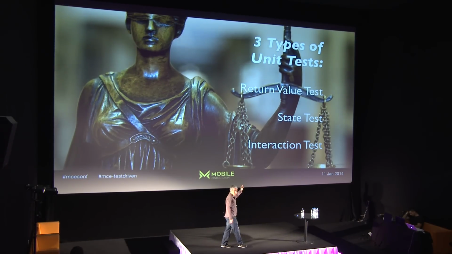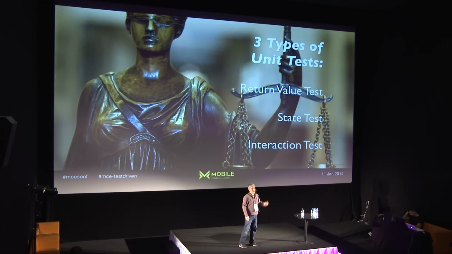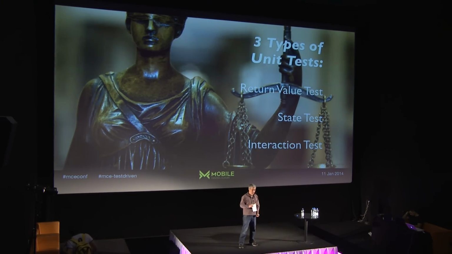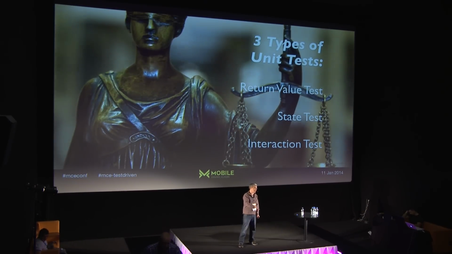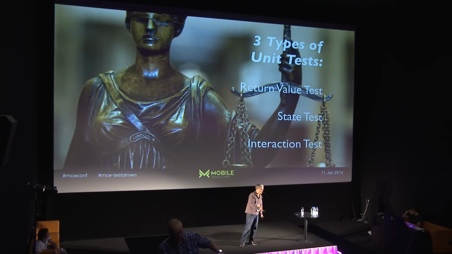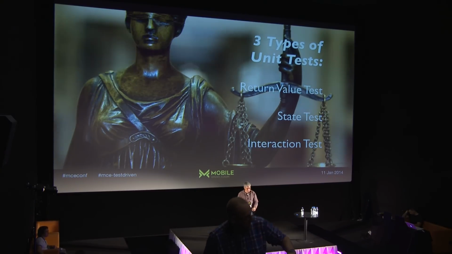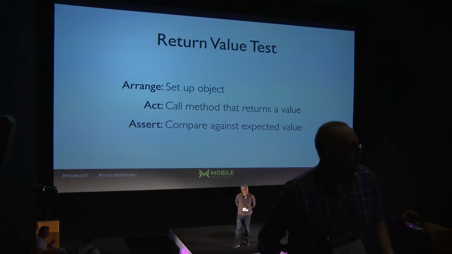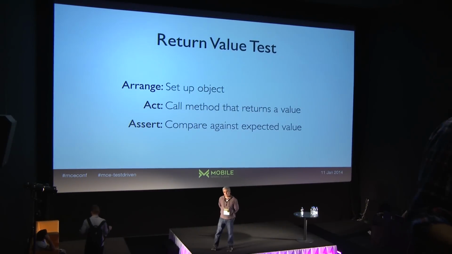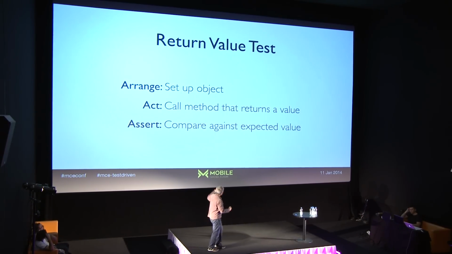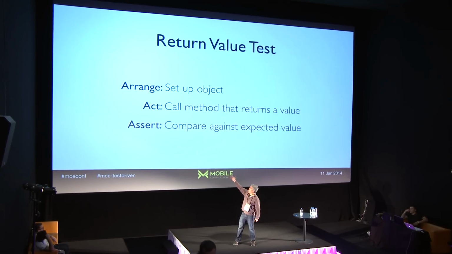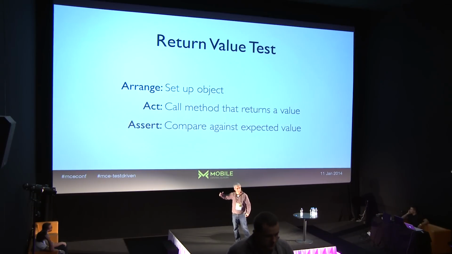So there are 3 basic types of unit tests. There is the return value test, the state test, and then the name of the third one I call here interaction tests. Another term that you will see is behavior tests. So let's get into each of these. And a unit test has 3 sections to it, called the 3 A's. This way: arrange, act, and assert.